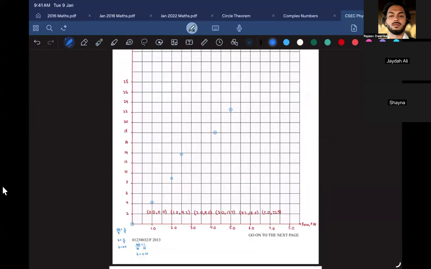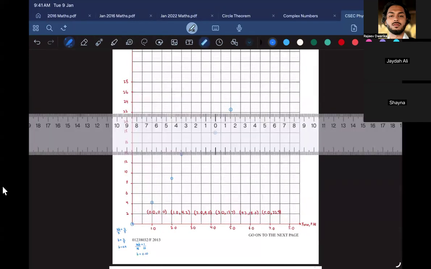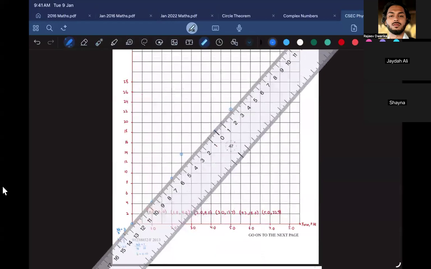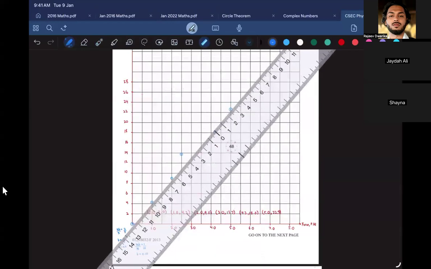Right, so here. Jada, do all the points line up perfectly? No. But if you were to line up your ruler, would most of the points line up? Yes. So let me tell you about something. In physics, we have something called a best fit line.